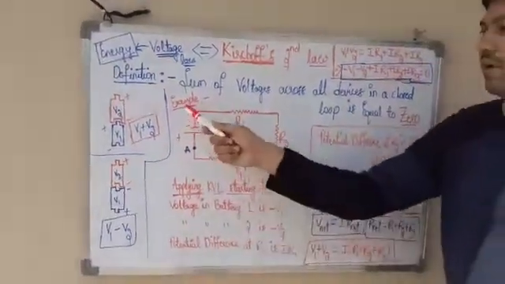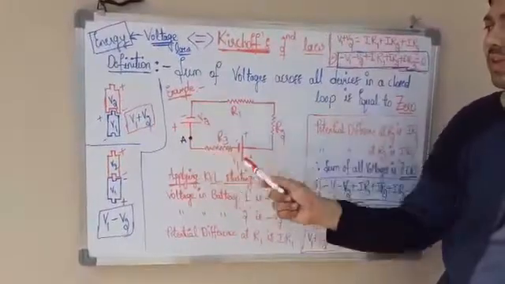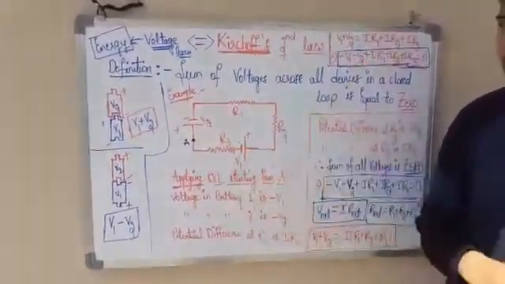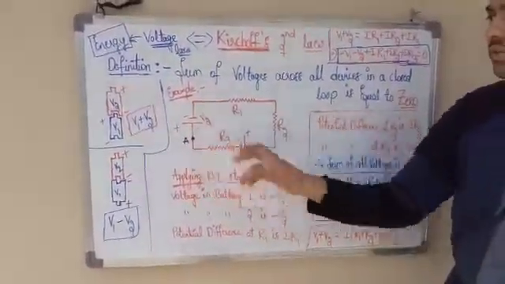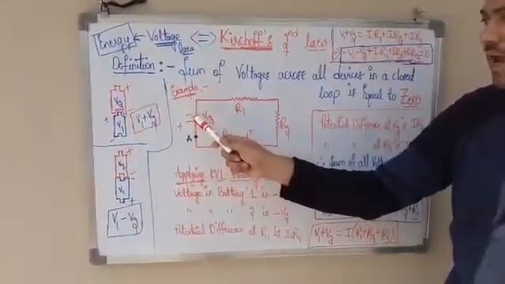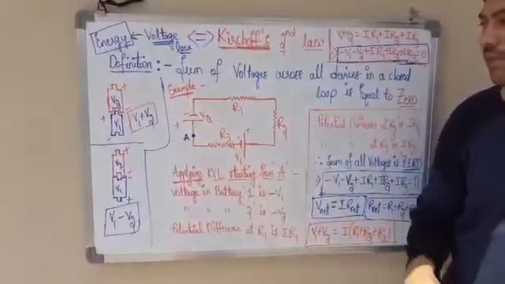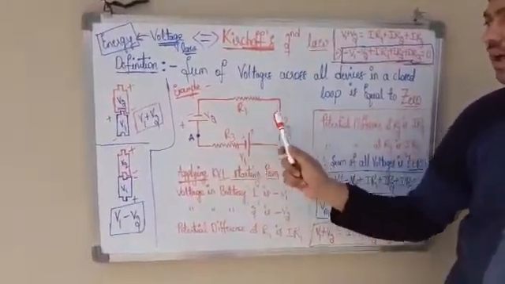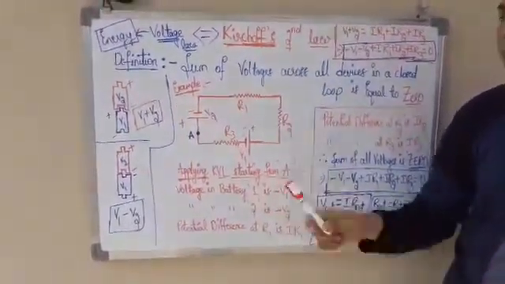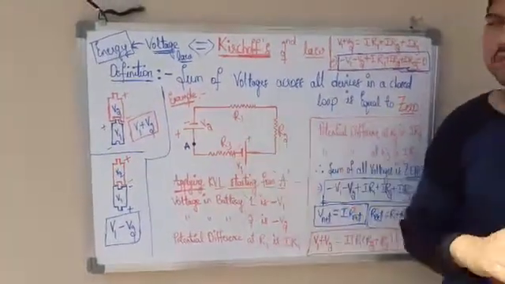So here I have taken one textual example. Now, this is a circuit. In this circuit we have two batteries. This is battery 1, V1, and this is battery 2, V2, and we have three resistors R1, R2, R3.